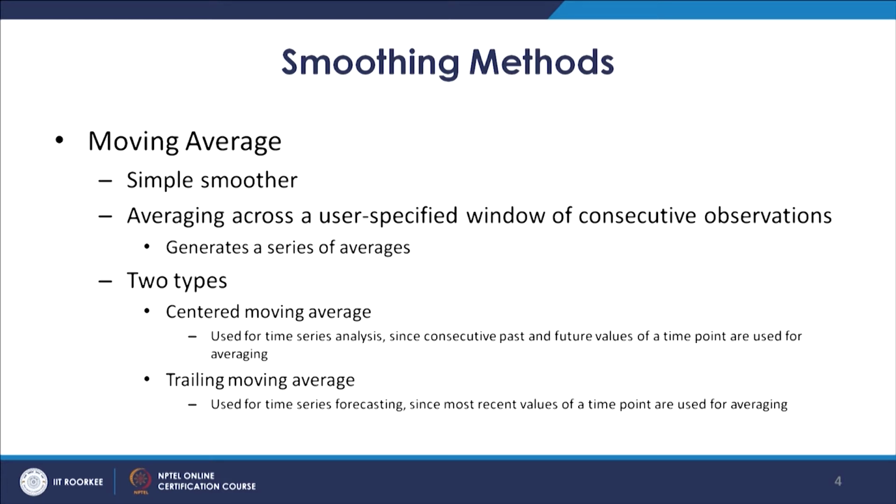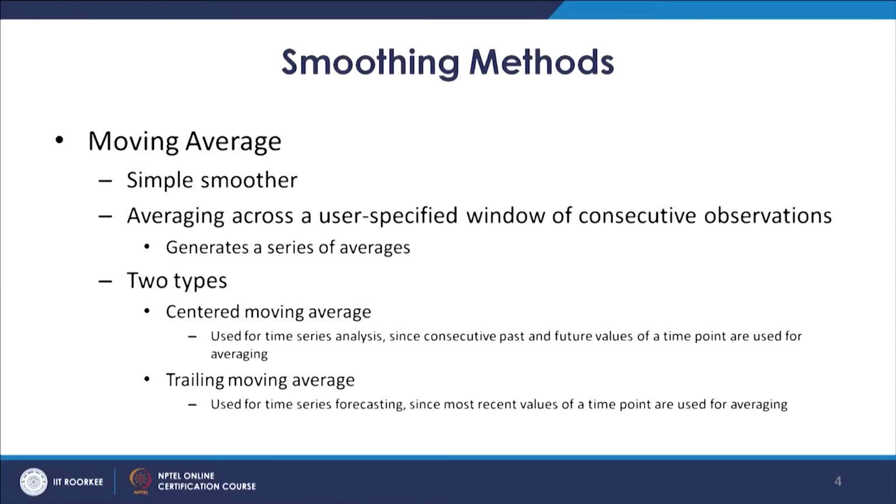Why? That is also mentioned here. Since consecutive past and future values of a time point are used for averaging. So we are going to use past and future values. For a given time t, if we also include t plus 1 and t plus 2, which are future values with respect to a given point t, then of course this method cannot be used for forecasting, because in a forecasting scenario the future values are not known. Otherwise, if they are known, then there is no point of forecasting.